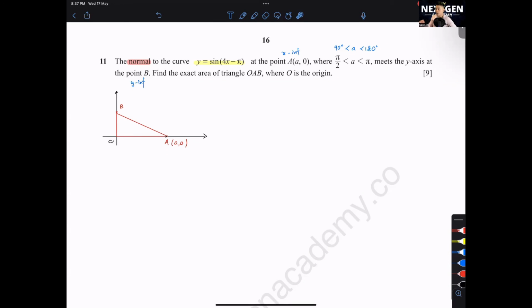Let's look at this. What do we want to find? The normal to the curve y equals sine 4x minus pi at the point A0. What do we need to do for this? I'll ask you first: how do you find your point A? Normal to the curve.